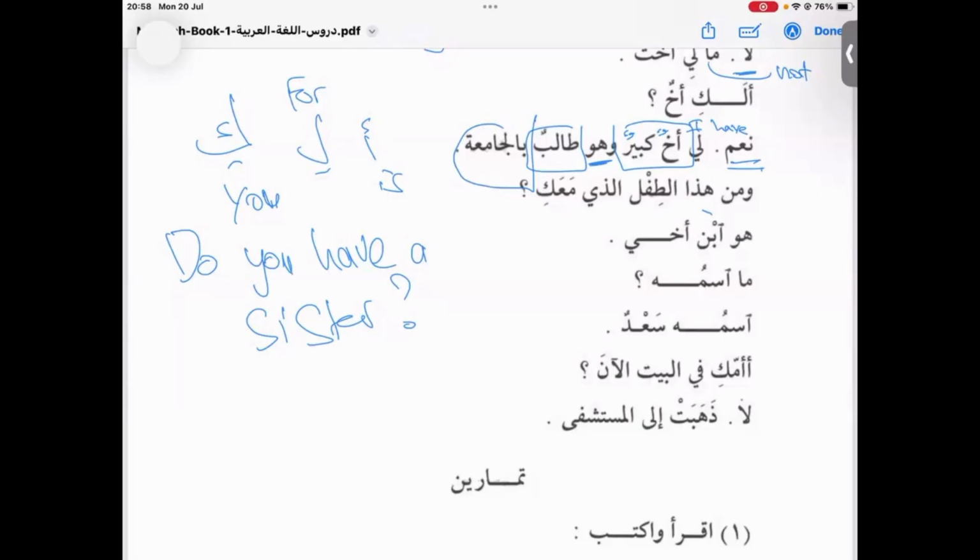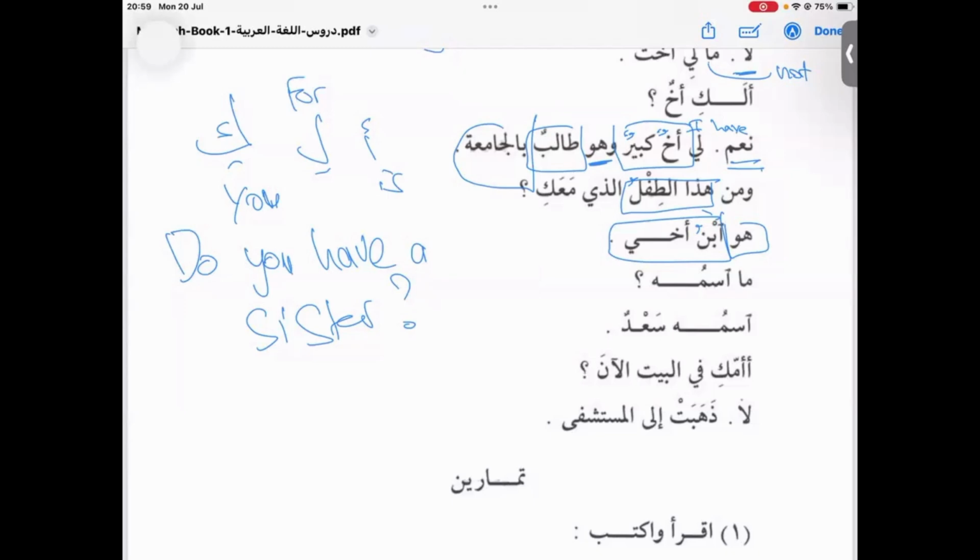ومن هذا الطفل الذي معك? And who is this child? هذا الطفل, we did that. This child. الذي, the one, معك, who is with you. هو ابن أخي. هو is the mubtada and ابن أخي is the khabar. وابن أخي, he is the son of my brother, he is my nephew. ما اسمه, who's going to do that one? What is his name? اسمه سعد. His name is Sa'ad.